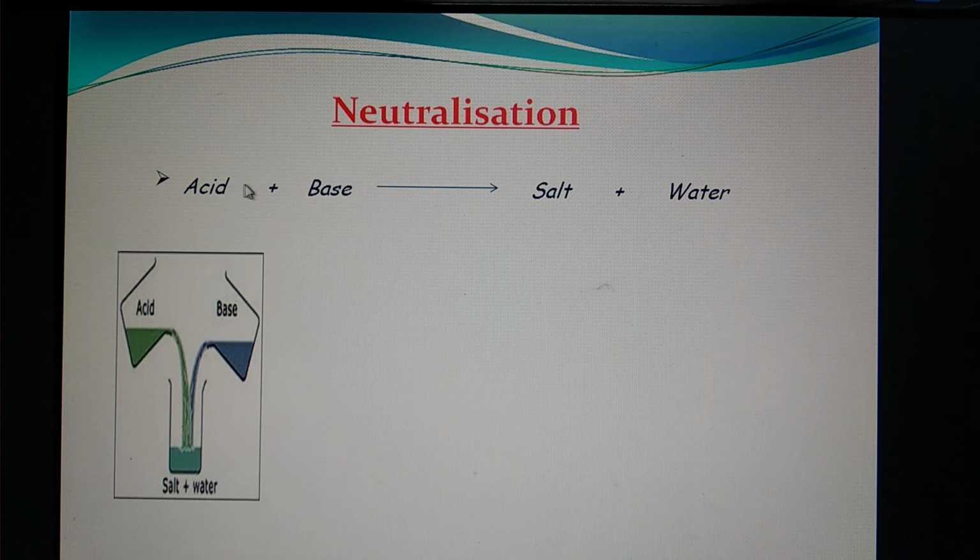When the reaction is completed between these two, the products formed are salt and water. Some amount of heat energy is also evolved. That's why this reaction is also known as an exothermic reaction. Clear, children? Now we will discuss this reaction with some examples.